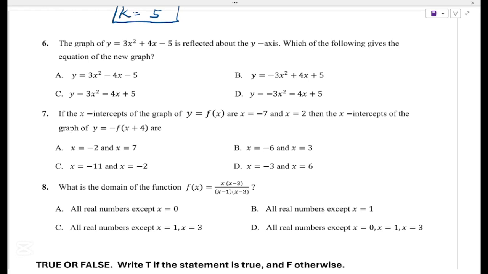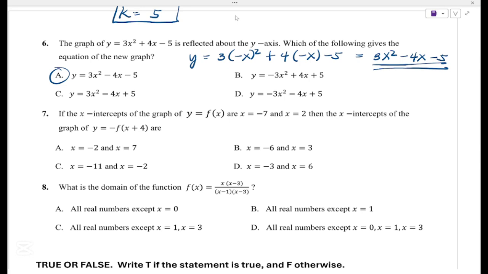Then to continue, for question number 6, the graph of this is reflected about the y-axis. When you see reflected about the y-axis, we will multiply negative to the x. So y is equal to 3 times negative x squared plus 4 times negative x minus 5, which is equal to 3x squared minus 4x minus 5. So let's check this in the choices. 3x squared minus 4x minus 5, and the answer is letter A.